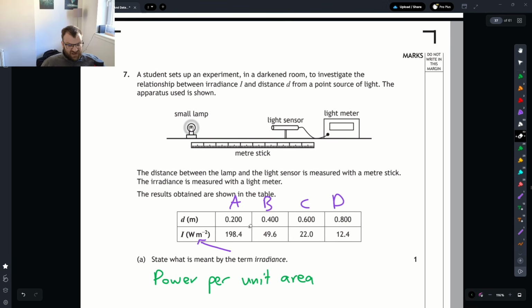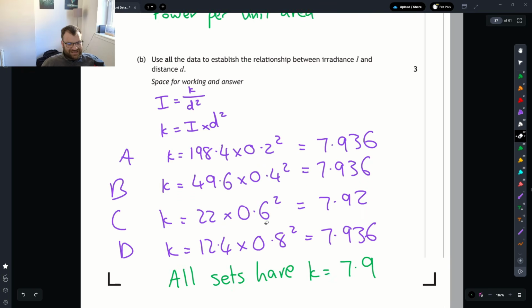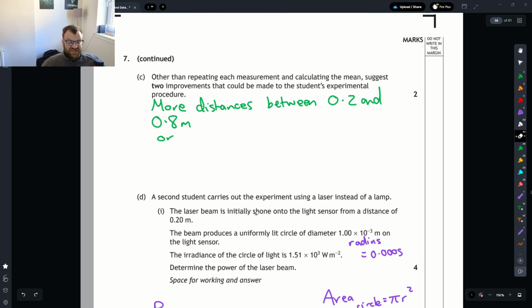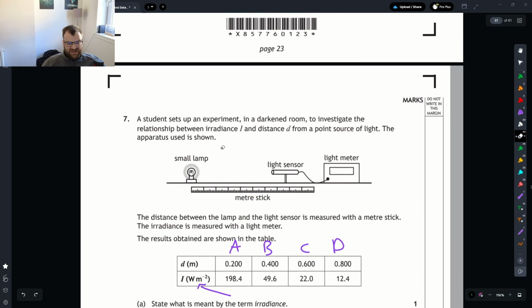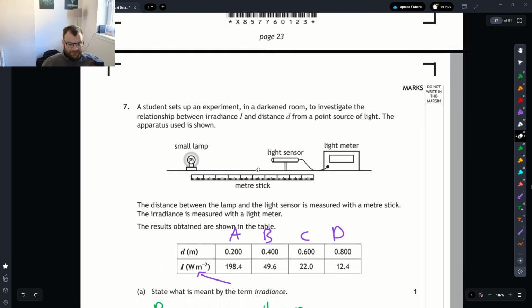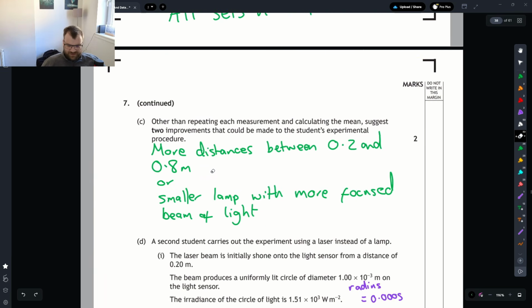We've got our distances jumping by 0.2 meters every time. If we did more distances in between those, we can see more about the exact trend that's happening as you go through. Or you could use a more focused beam of light. So rather than the light being quite diffuse and spreading out, you could have one that's kind of targeted, and that might make it a better experiment.